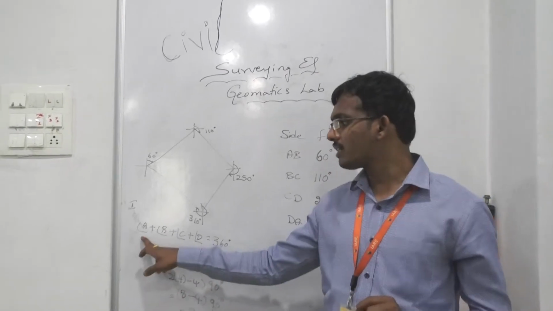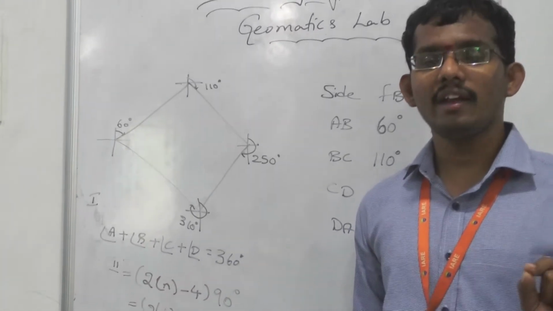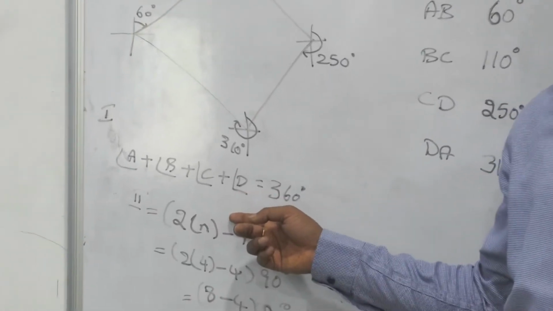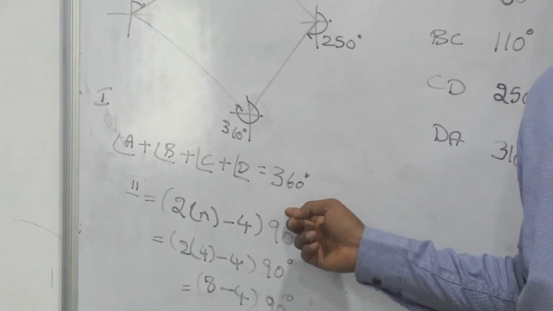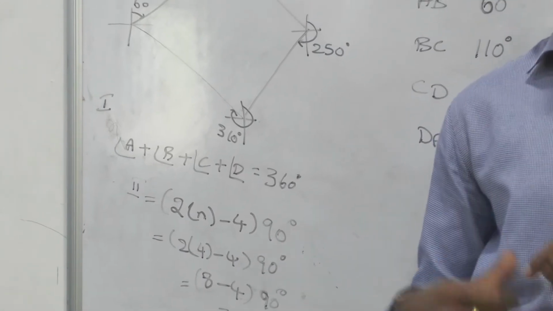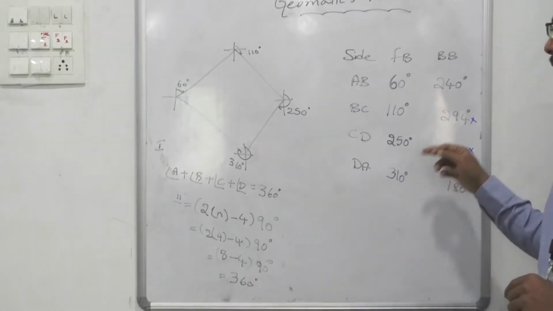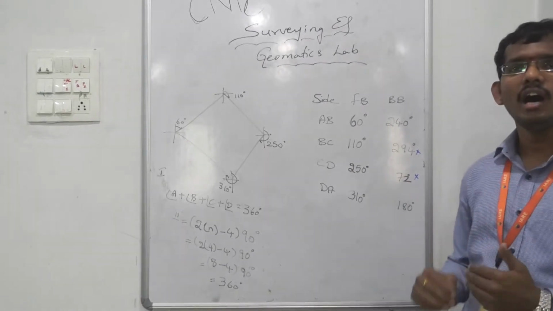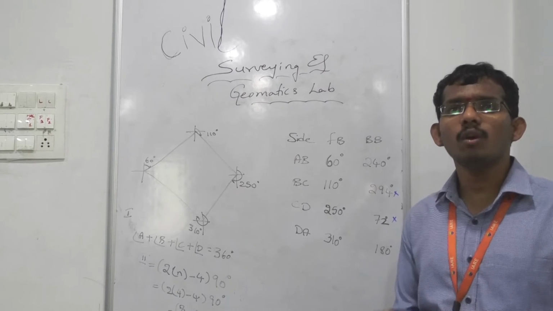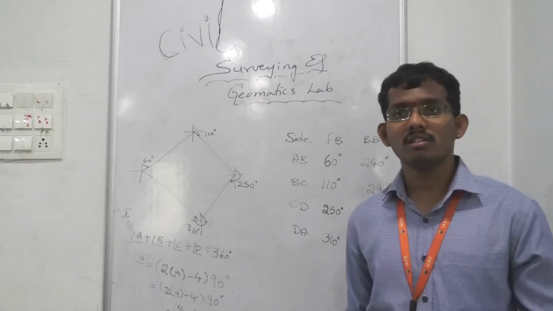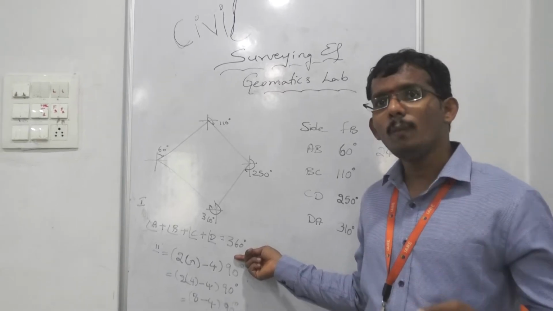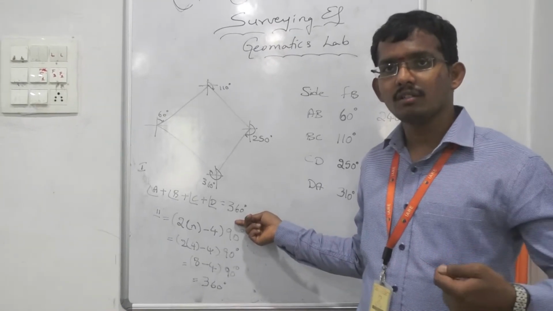So check 1 says that the sum of all interior angles should be equal. That is, angle A plus angle B plus angle C plus angle D should be 360 degrees. Now, here we are saying that there is some local attraction because side BC and side CD are not exactly 180 degrees. So these are more than 180 or less than 180. Hence, the sum will not be exactly 360 degrees. So we have to subtract or add.